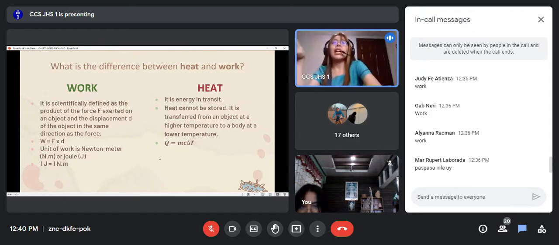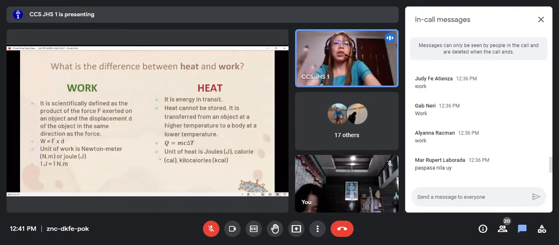So Q is equal to M times specific heat, C, times delta T. M is mass, C is specific heat, and delta T is the change in temperature. It's not time or period. That is temperature: final temperature minus initial temperature, since that is delta or change. The unit of heat is the same as work, so that is in joule. It can also be in calories, or cal, and kilocalories, or kcal.